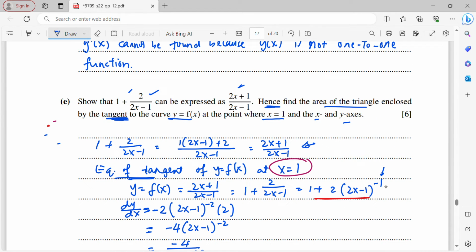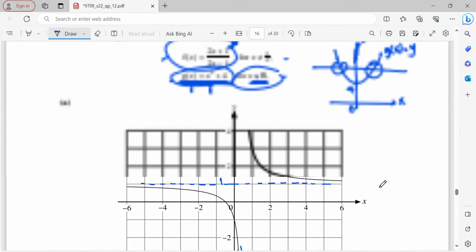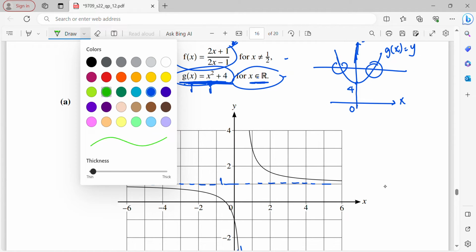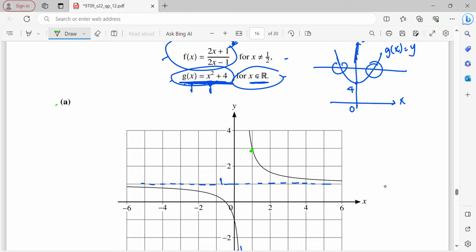But then the question says, you need to find area of triangle enclosed by the tangent to the curve where x equals to 1. Okay, done already. And the x-axis, y-axis. So now when you look at this graph, when x equals to 1, tangent line means like this, isn't it? It touches one point. Then you'll be getting a triangle. And now you need to find what is this area. Which means now I need to find for this tangent line that we have found, what are these 2 points? After I found, then I can just find area of the triangle.